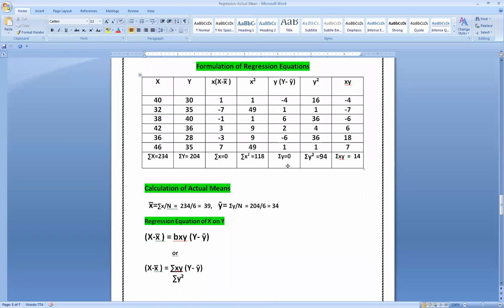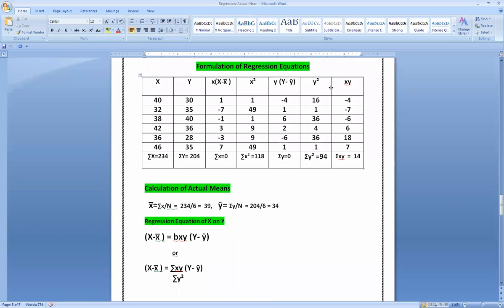Let us go for the variable y. So we need to calculate the deviations for y, that is with 34. So these are the y values. We'll have to do the deviations. 30 minus 34 is minus 4. 35 minus 34 is 1. 40 minus 34 is 6. 36 minus 34 is 2. 28 minus 34 is minus 6. 35 minus 34 is 1. The total value of summation y is 0.